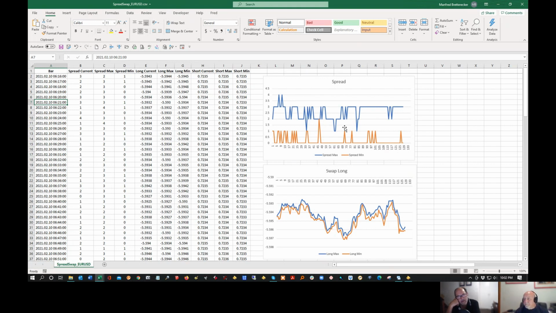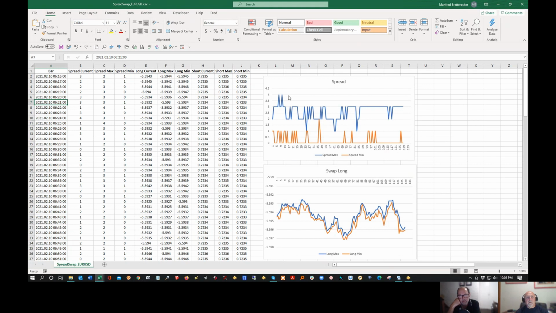So if I did it on daily, is it still calculated on a tick by tick basis? So during the course of the day, the highest spread will be recorded at some point during that day on a tick by tick basis, or how does that work? Yeah, tick by tick. Gotcha.